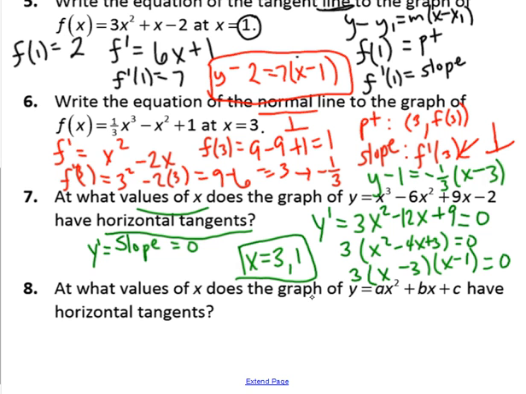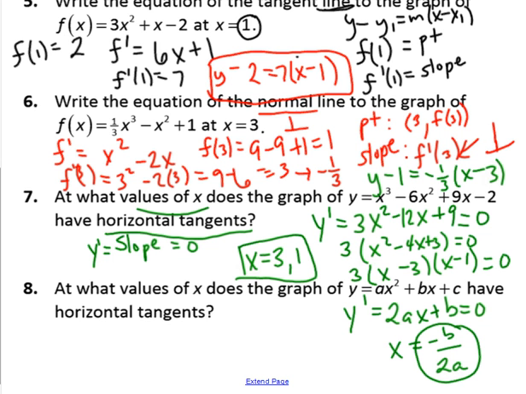Okay, so the next one, part number 8, same question, but this time we have a quadratic with no numbers. We have the variables a, b, and c. So it's going to be in terms of a, b, and c. So we're going to do the same thing for horizontal tangents. We're going to take y prime, so that would be 2ax plus b. And so if I set that equal to 0, you would get that x would equal negative b over 2a, and that should ring a bell as being the line of symmetry for a quadratic.